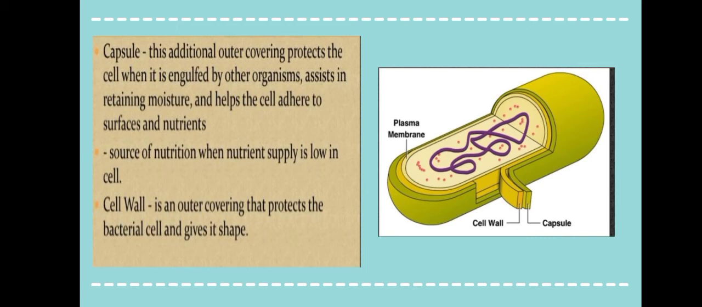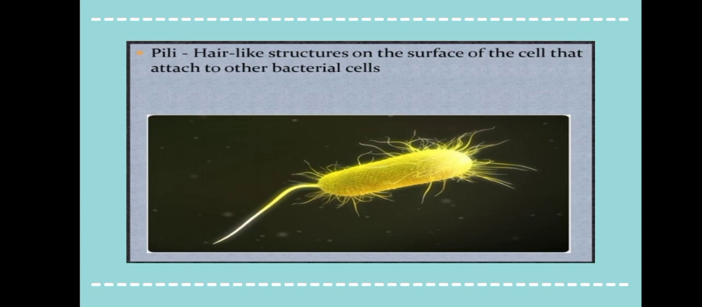Capsule. This additional outer covering protects the cell when it is engulfed by other organisms, assists in retaining moisture, and helps the cell adhere to surfaces and nutrients. Capsule is also the source of nutrition when nutrient supply is low in the cell. And next is the cell wall. This is an outer covering that protects the bacterial cell and gives it shape. And lastly is the pili, a hair-like structure on the surface of the cell that attaches to other bacterial cells.